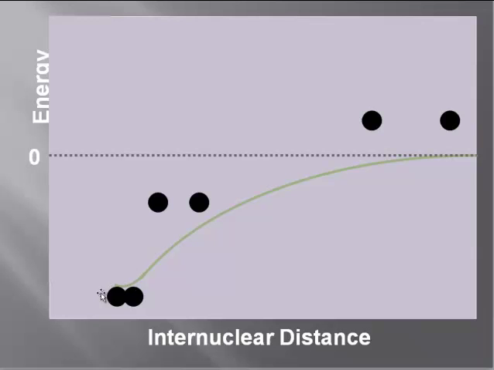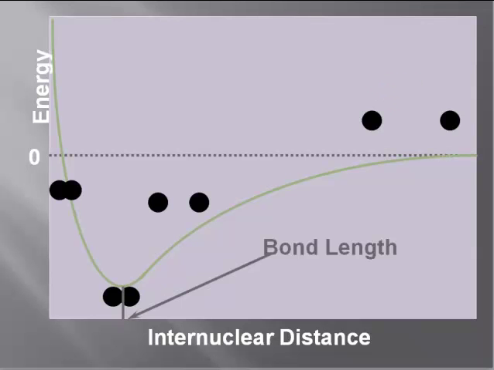Why? What's the driving force? Well, the driving force is to have a lower energy. So down here you have a lower energy than you have up here, where we have a higher energy. This is just the perfect spot, and that distance between those two atoms is called the bond length.